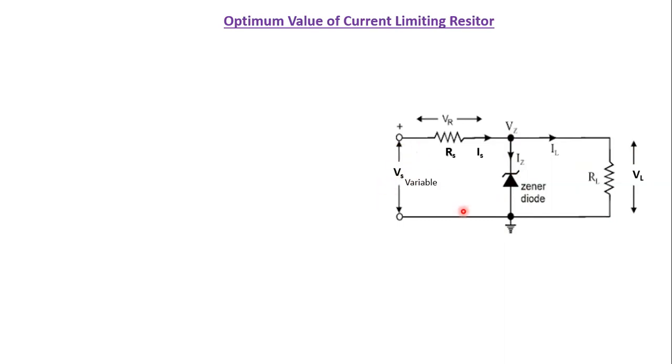Now let me write the equations which you are all familiar with. The first one is Vs, the supply voltage, equal to Is Rs plus Vz. Now the next equation: Is is equal to Iz plus IL. Now let me rewrite this Vs with Is replaced by Iz plus IL. So this becomes Vs is equal to Iz plus IL, multiplied by Rs, plus Vz.